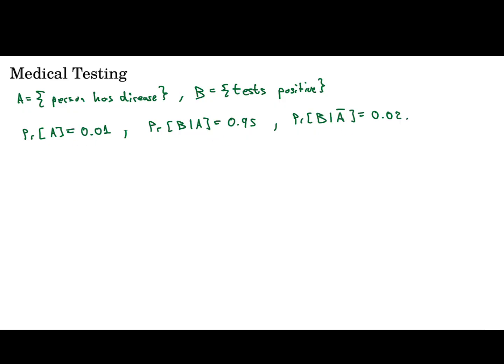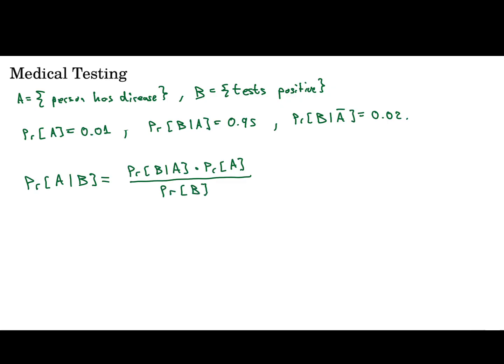And so once again, what are we interested in? We are interested in the probability that the person has the disease given that they tested positive. Well, by Bayes' theorem, this is going to be the probability that they test positive given that they have the disease, times the probability that they have the disease, divided by the probability that they test positive.